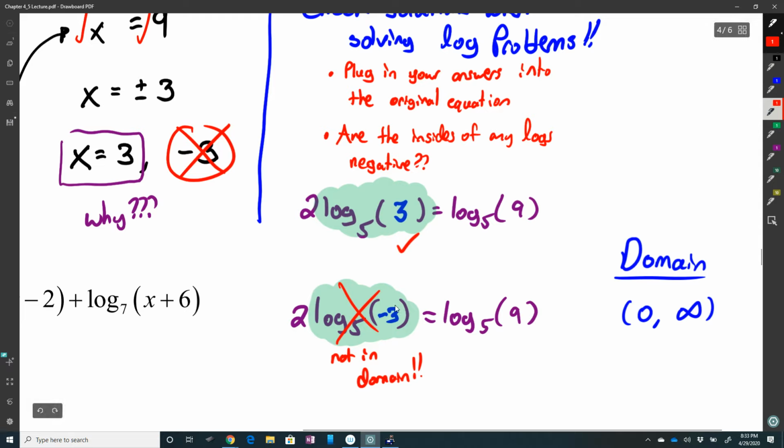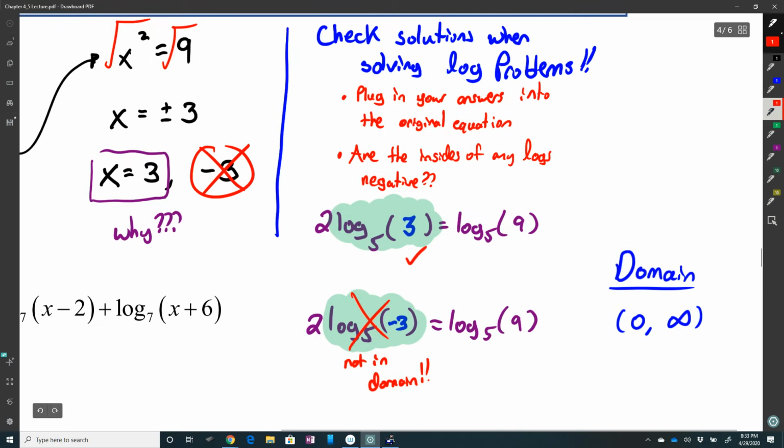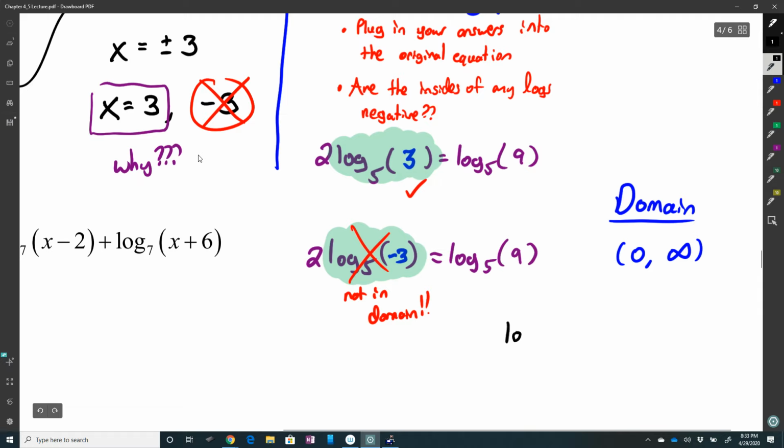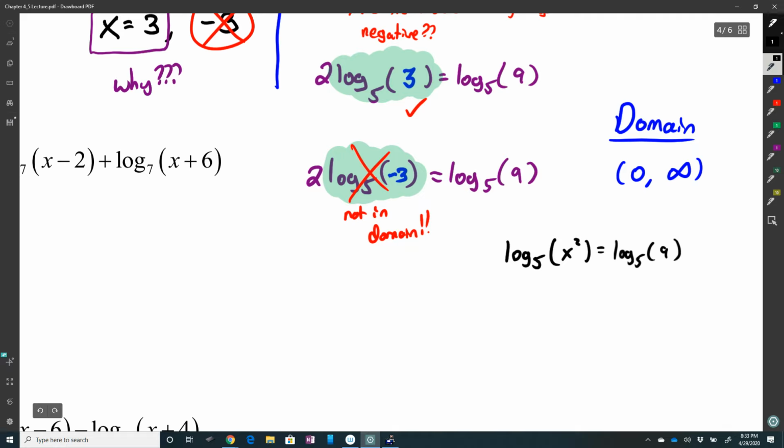The inside of the log is negative, so I cross it out as a solution. It doesn't mean the answer is negative. It means that when you plug it in, after you do some math, if the inside is negative, then it doesn't work. Again, if my equation was log base 5 of x squared equals log base 5 of 9, then both answers would have worked.